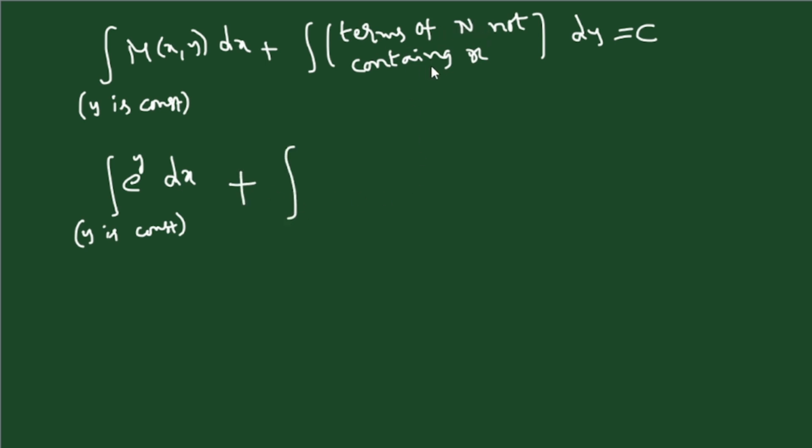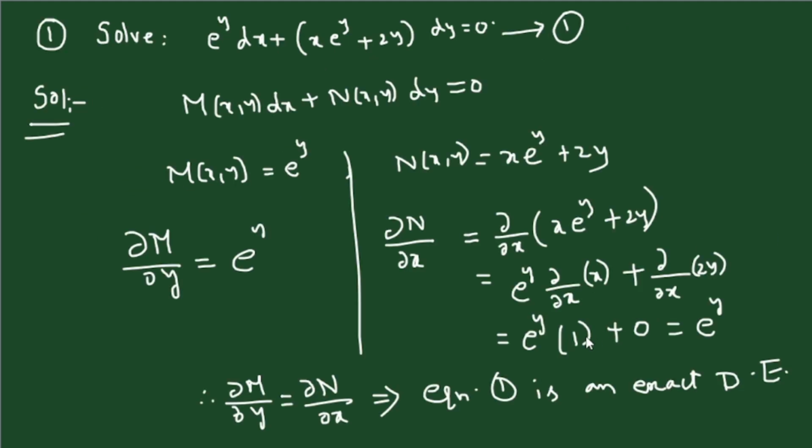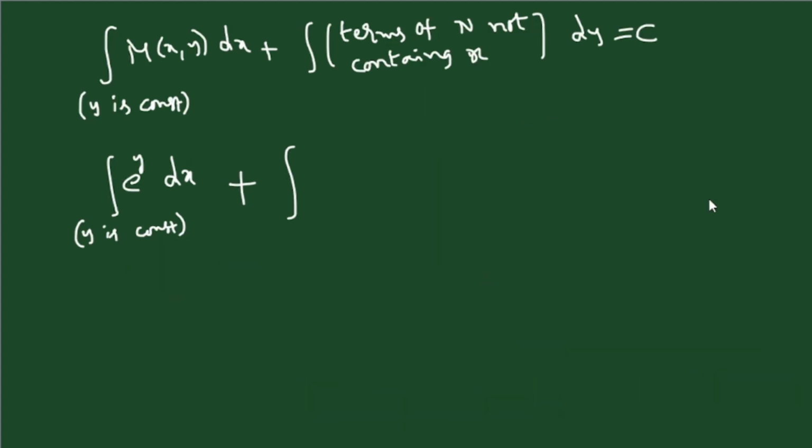Here, terms of N not containing x. That means in the function N, we should consider only terms not related to x. We have terms of N containing x, this. This term is not containing x. Therefore, we should take this one only, the second term only. The first term we should not consider. The second term is 2y dy, equal to constant. Right?